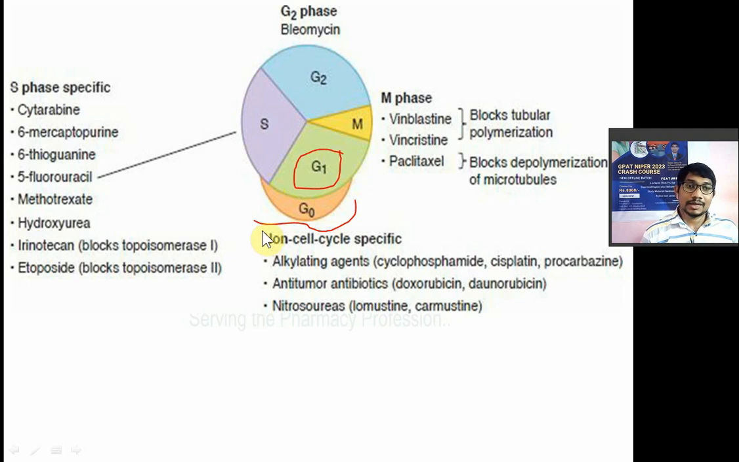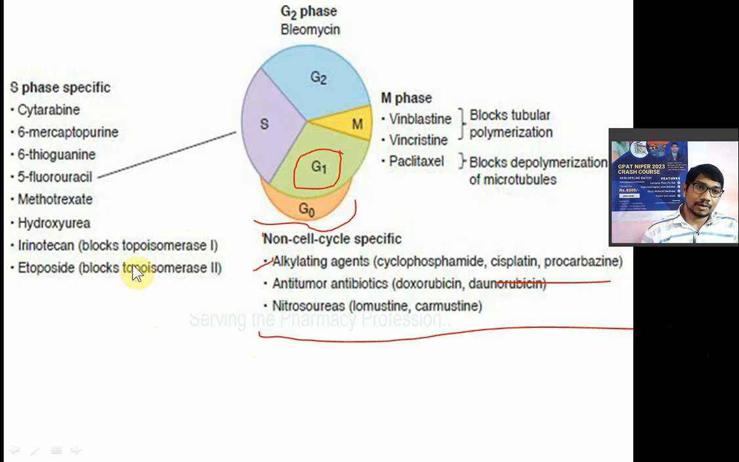In the G0 phase and G1 phase, alkylating agents like cyclophosphamide, cisplatin and procarbazine are known as non-cell cycle specific drugs. Anti-tumor antibiotics like doxorubicin and daunorubicin also act on the G0 phase, as do nitrosoureas. So these drugs, alkylating agents, anti-tumor antibiotics and nitrosoureas, will act on the resting phase as well as on actively dividing cells.